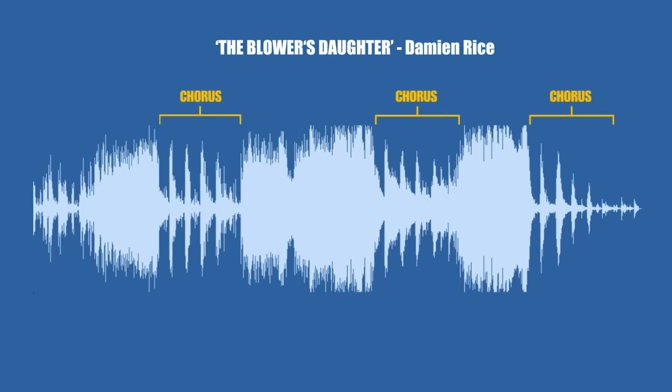Damien Rice also does it beautifully in The Blower's Daughter. And in both of these songs, when the chorus is delivered, not only is it quieter, it's also stripped back in terms of the arrangement. And this makes the lyric feel more intimate. We feel closer to it. We become hyper-focused on the remaining elements and really pay attention to what is being said in that moment.